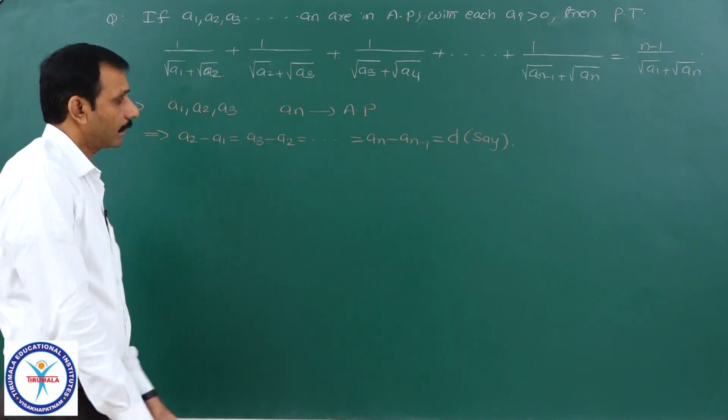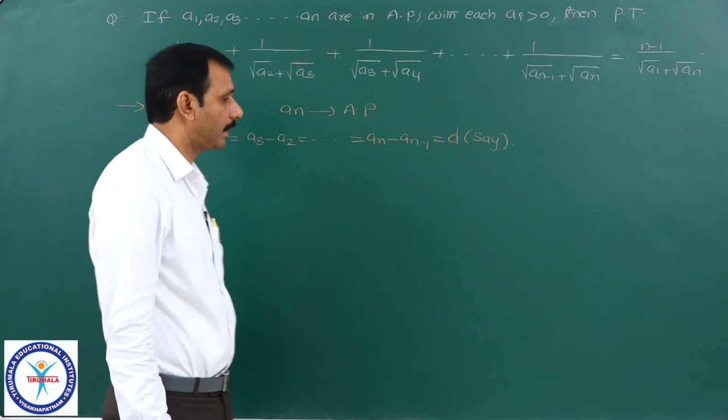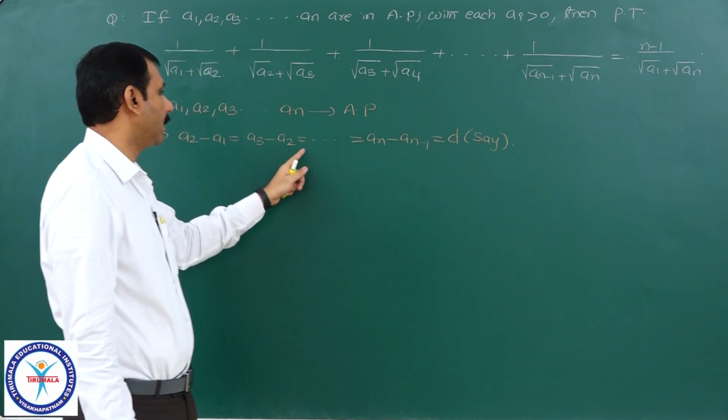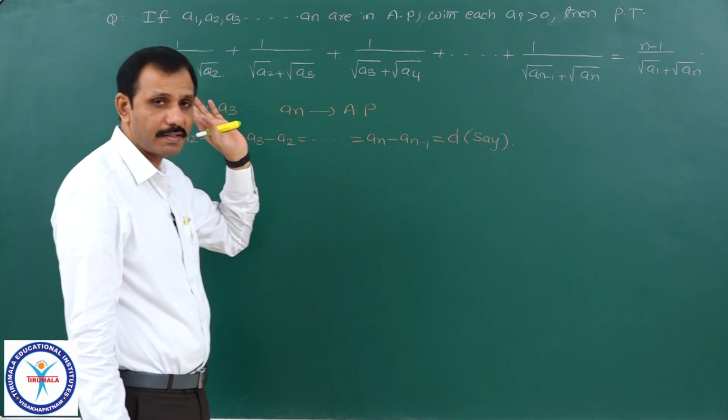Right, next. Let us take it is equal to d. Whenever I require, I will use this is equal to d. Second minus first equal to third minus second and so on. All are equal and it is the common difference we know. I have taken it as equal to d.